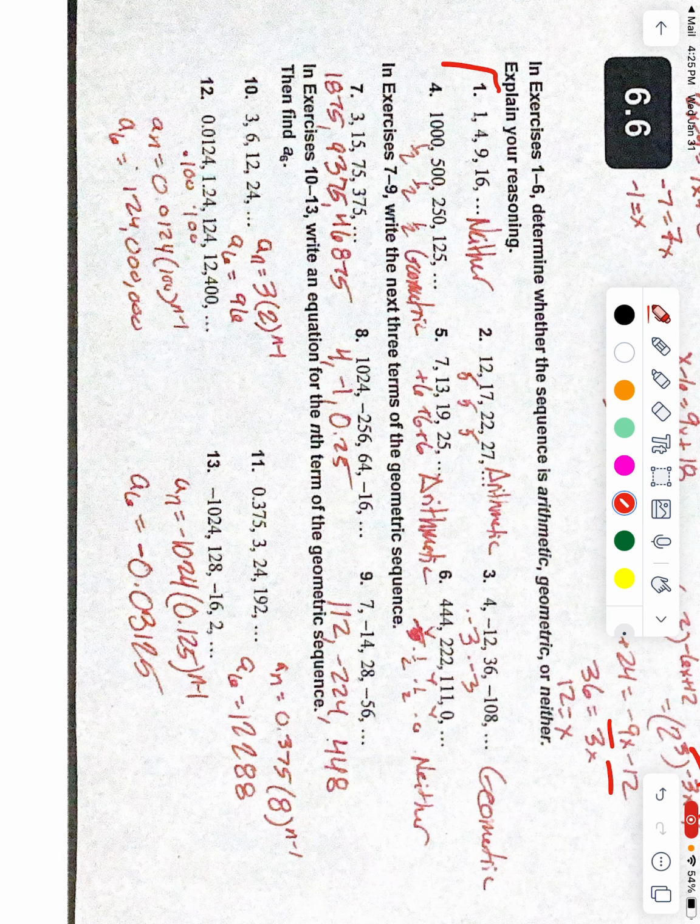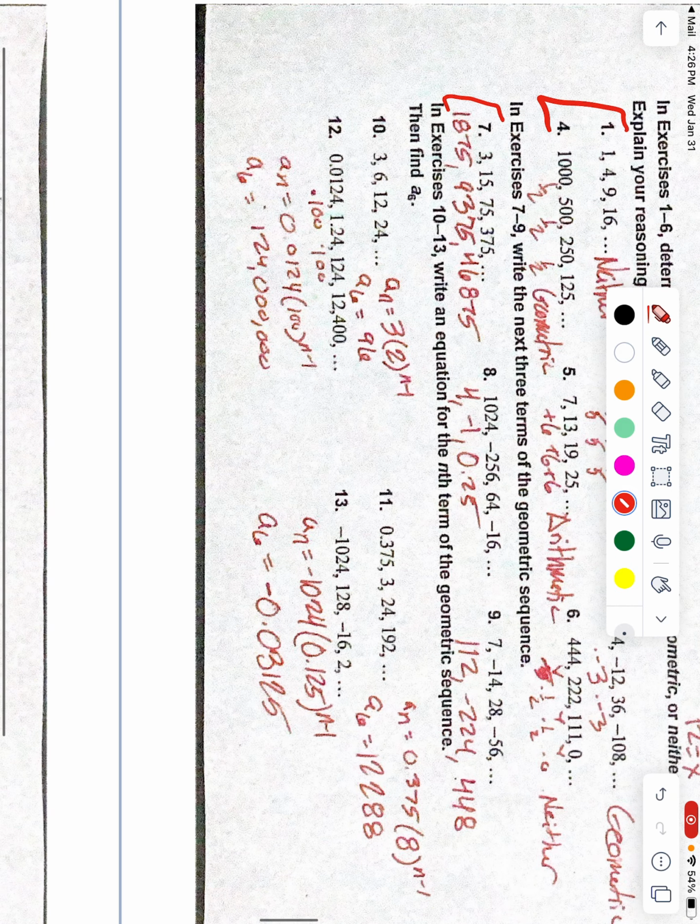I don't need to talk about this section here, determine if it's arithmetic, geometric, or neither. I think those we can look at and we can see what's going on. Give the next 3 terms. First, you have to identify the pattern, then be able to give the next 3 terms.